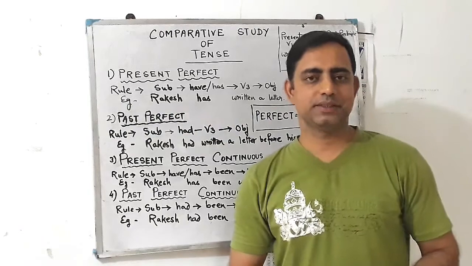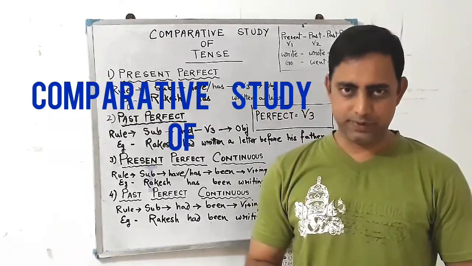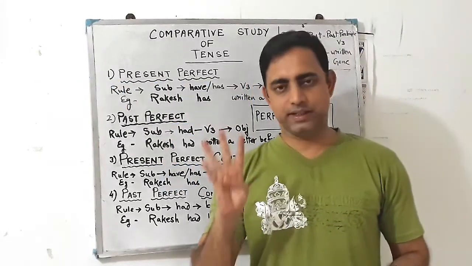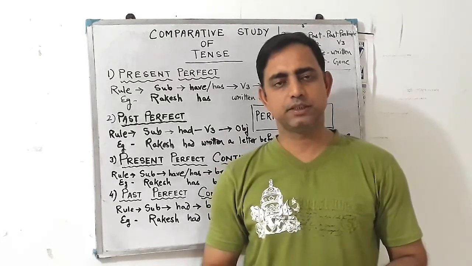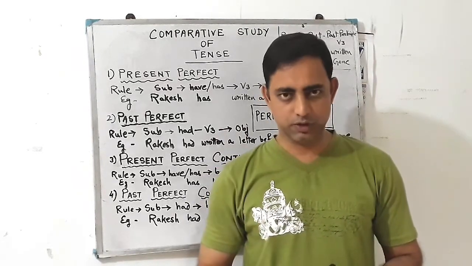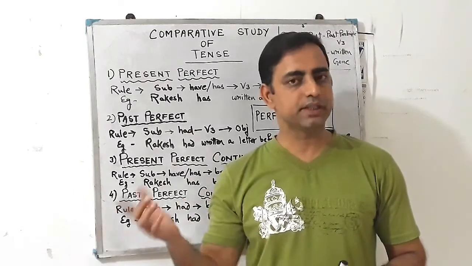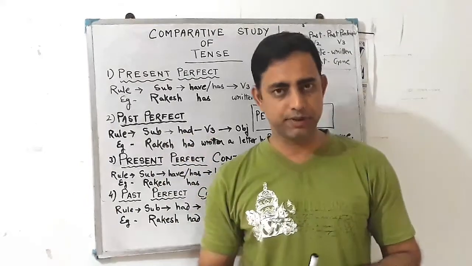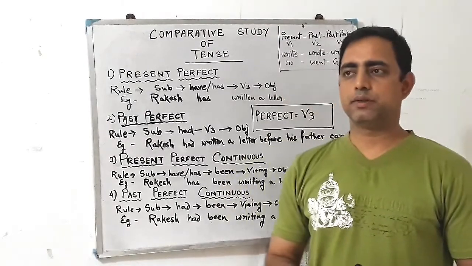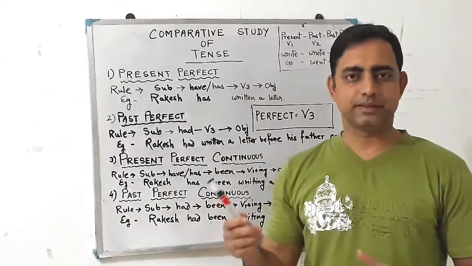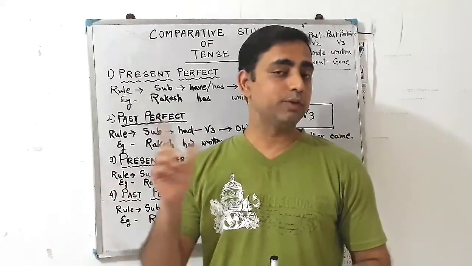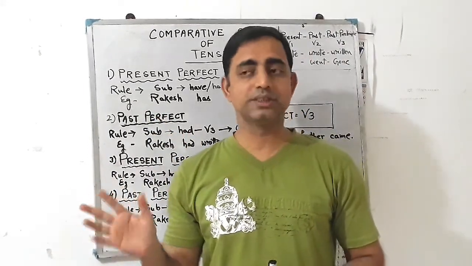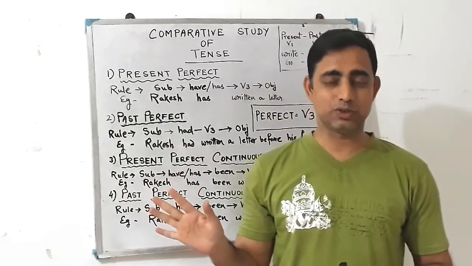Today I will discuss the comparative study of tenses, except the four tenses, that is simple past, simple present, past continuous and present continuous, because I have already discussed these four tenses in my earlier video. So I will discuss all the other tenses in this video except future perfect and future perfect continuous tense, because these two tenses are rarely used.